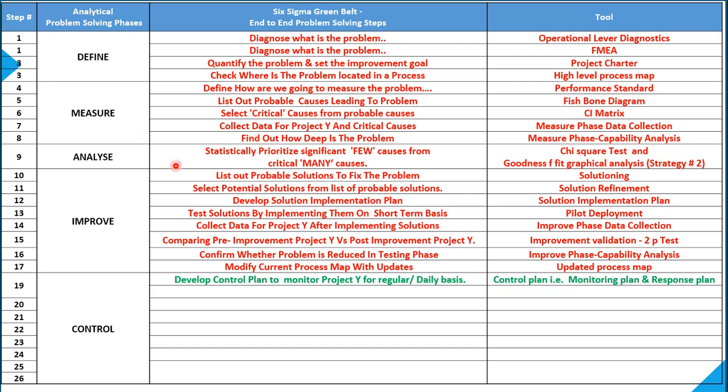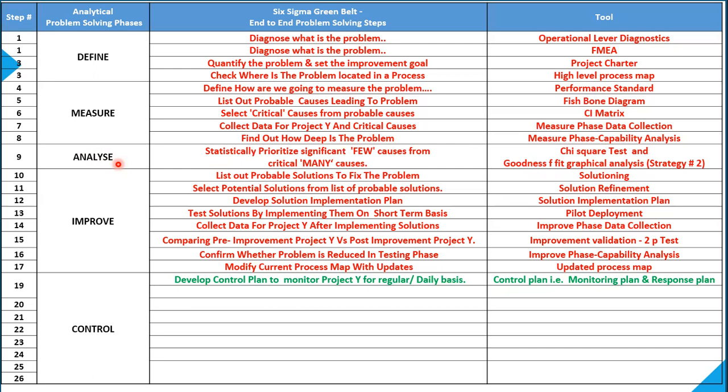Once that is done, for finding out statistically significant causes, we use the analyze phase to do statistical tests over here, tests like chi-square test and a graphical analysis of chi-square goodness of fit test. So that's the analyze phase, which helps us find out statistically significant causes, right? So we started with the probable causes, to critical causes, to statistically significant causes, right?